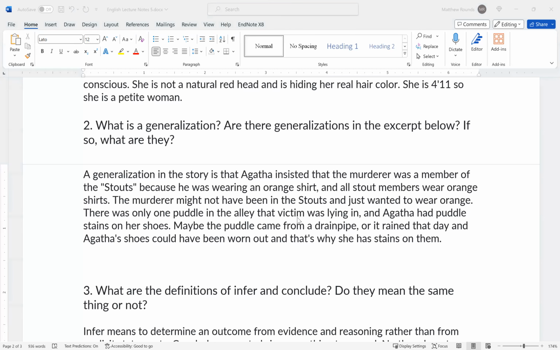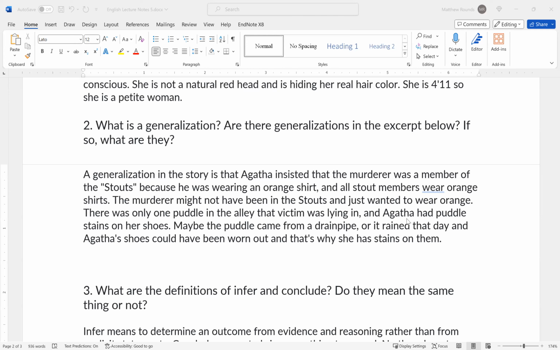It says that for number two, look for a couple of spots where apostrophes didn't come through. Murder might have been in the Stouts. Just wanted to wear orange. Yeah, I'm just not seeing it. So you may have to go back on that number two and just say you rewrote it. You feel like it's good.